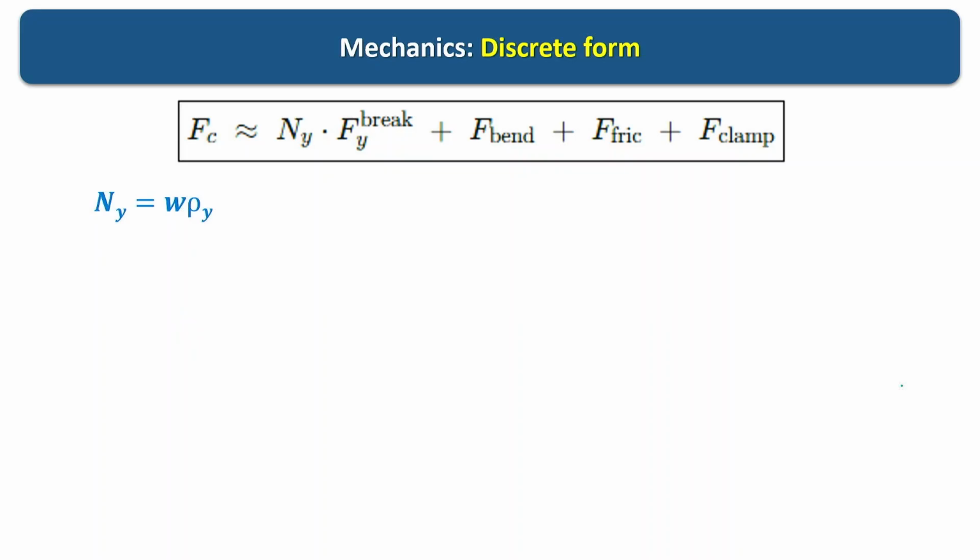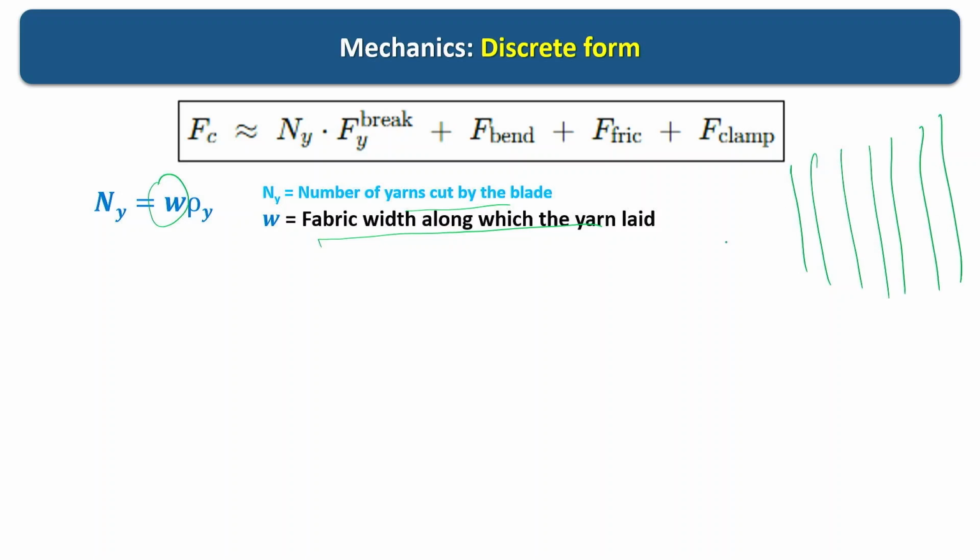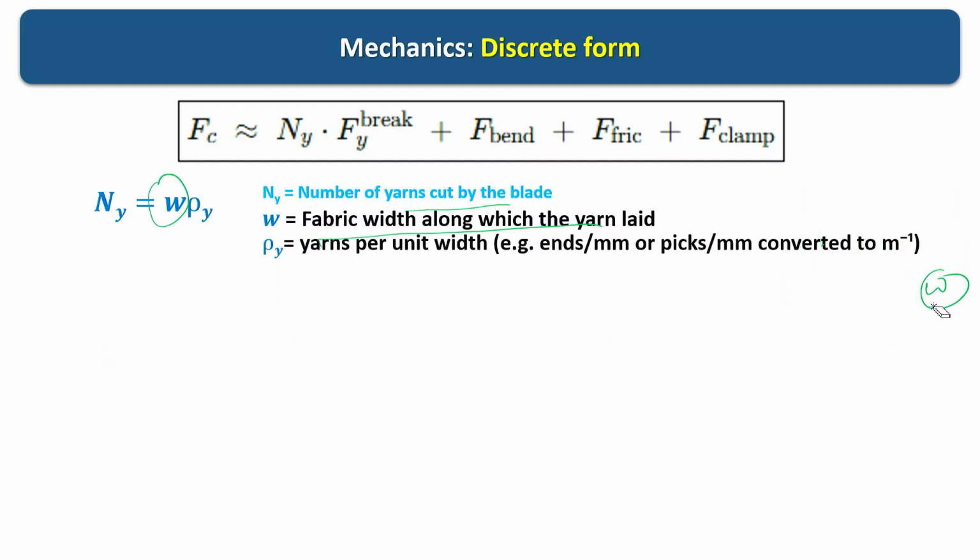So, Ny equal to W P y. So, Ny is the number of yarns to be cut by the blades. Okay. So, W is the fabric width along the cut. So, these are the threads, and we want to cut this direction. So, this is the total width, okay, W, and P is the number of threads per unit length, that is ends per centimeter, picks per centimeter. Okay. And from there this P y, if we multiply, we will get the total number of threads.